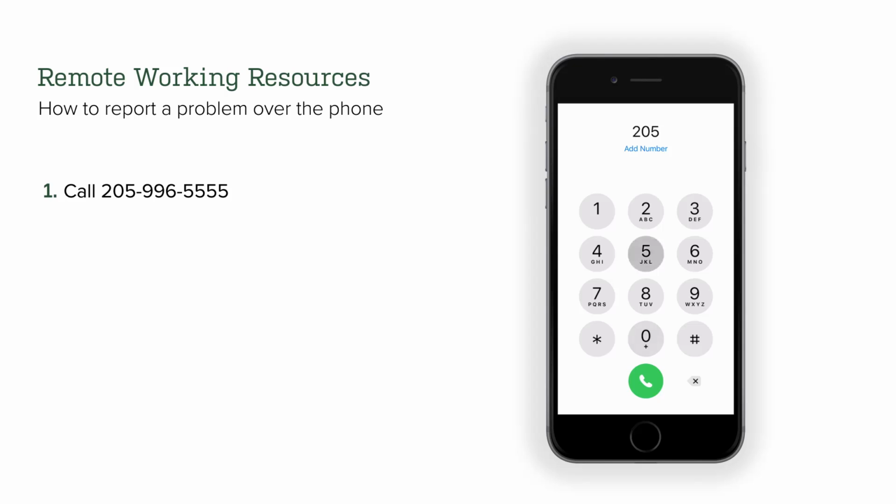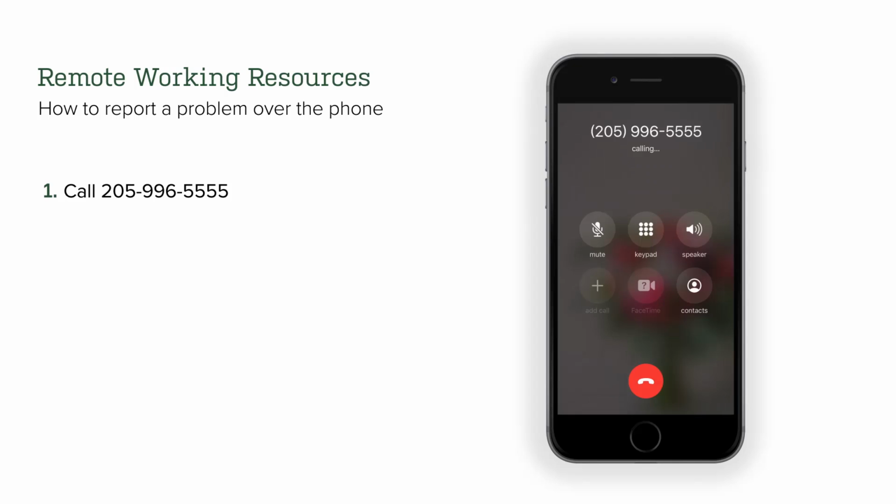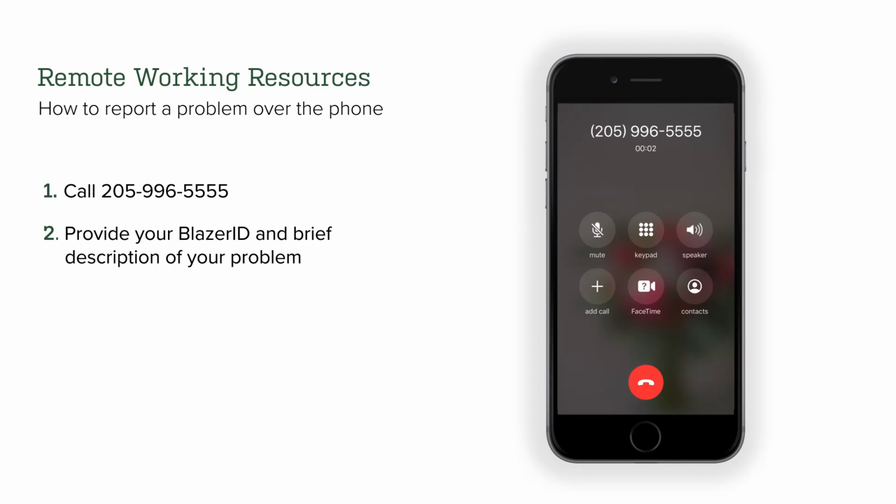To report a problem over the phone, call 205-996-5555. Provide your Blazor ID and a brief description of your problem.